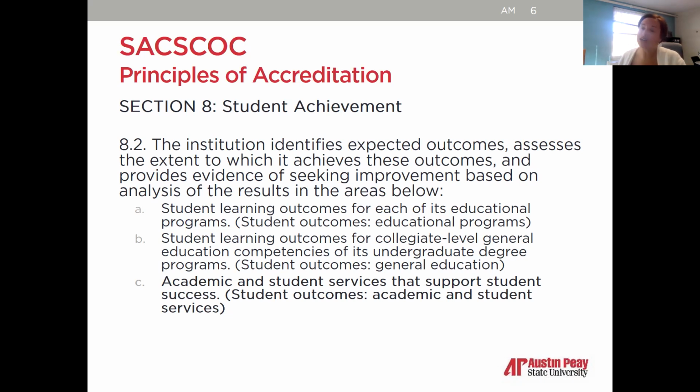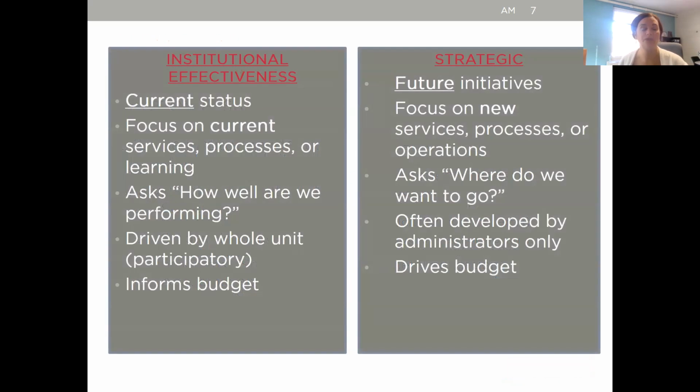So we allow academic and student support services units to determine if student learning outcomes are reasonable for them or not. But if you feel like they're not, we do ask you to have a pretty good reason to not have them. So it's unit by unit, but administrative units only have administrative outcomes. That's really the only difference between those two types of units.